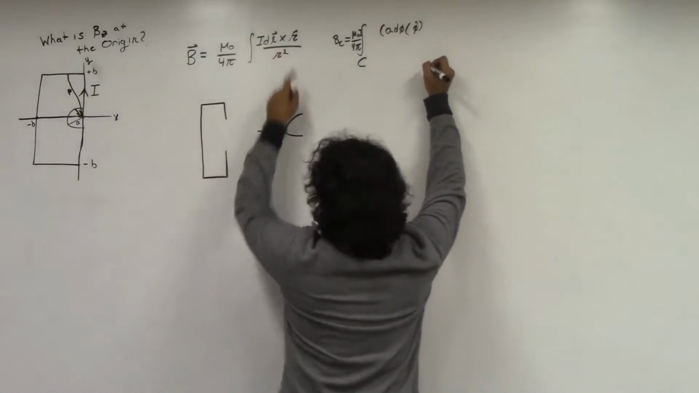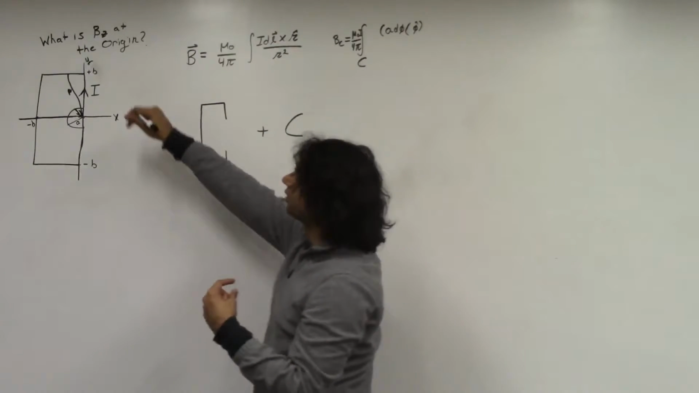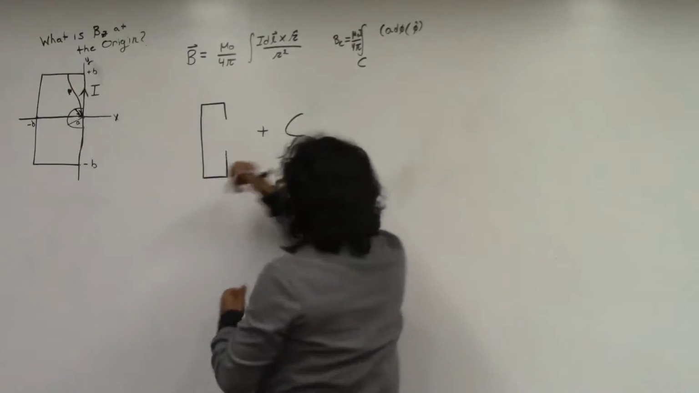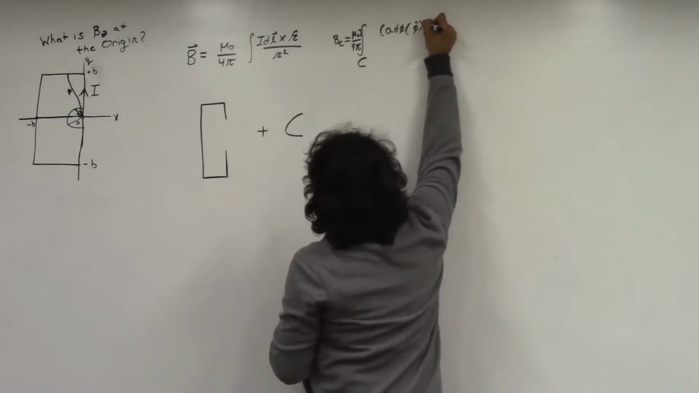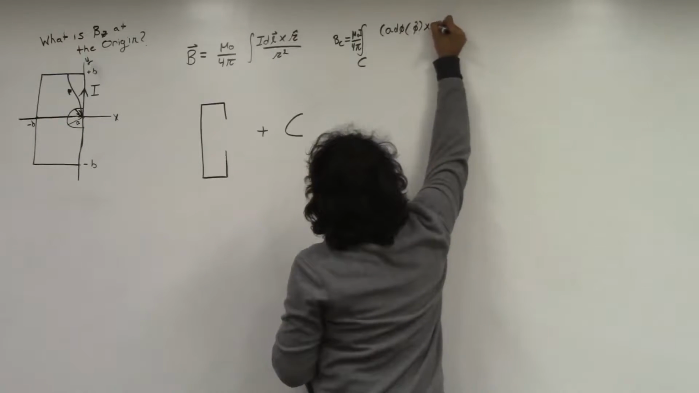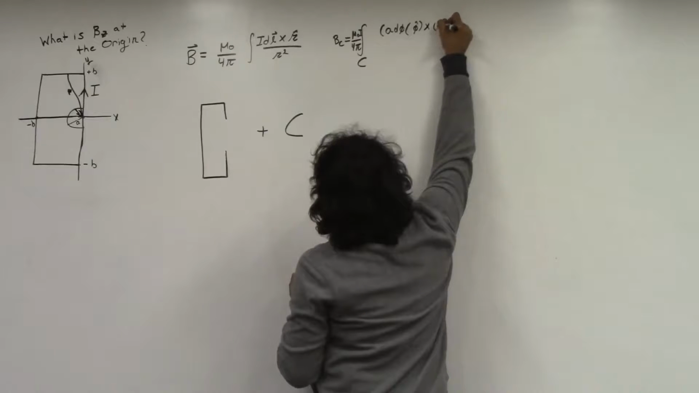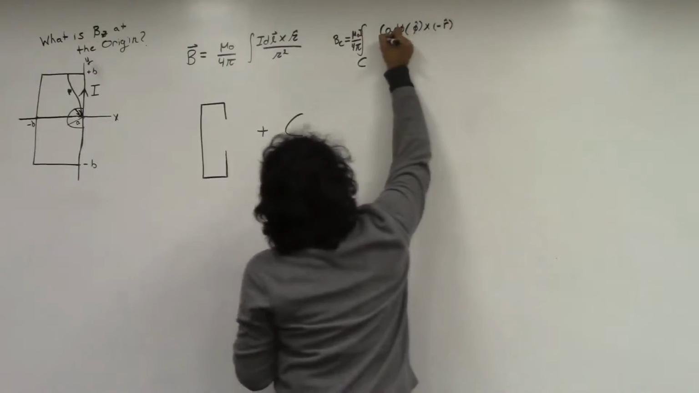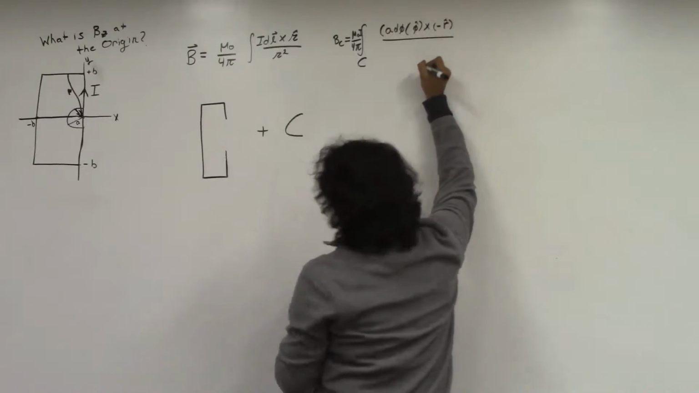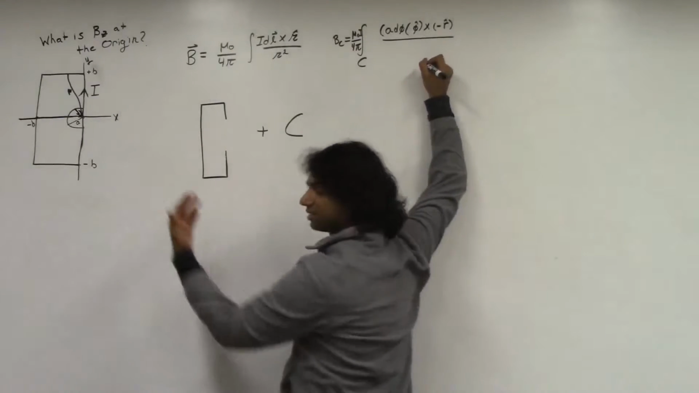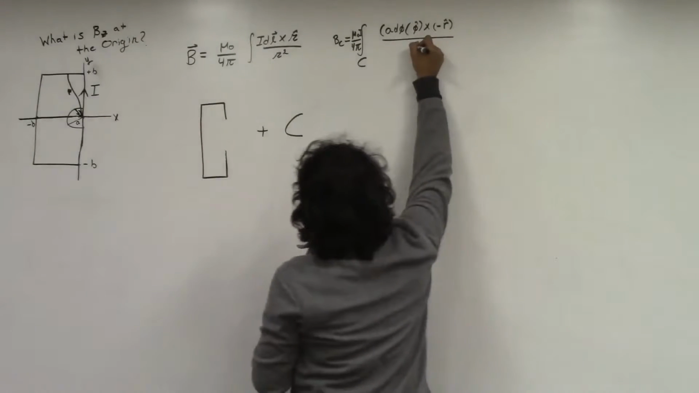Now I have the cross product with the vector that points from the wire specifically to the origin, which in this case is going to be minus r hat. Now I have to divide by the magnitude of the length below, but that's just really the same, so it's just a squared.